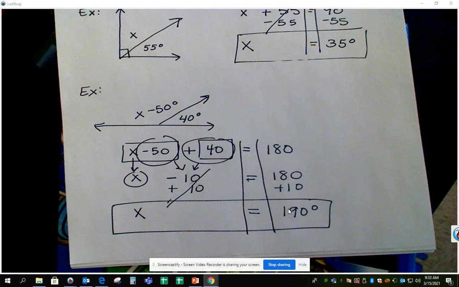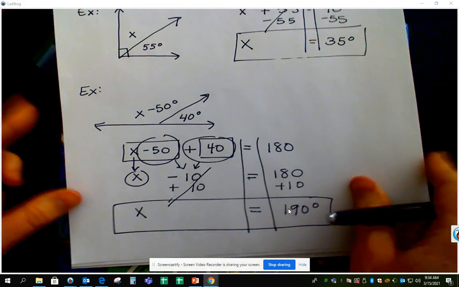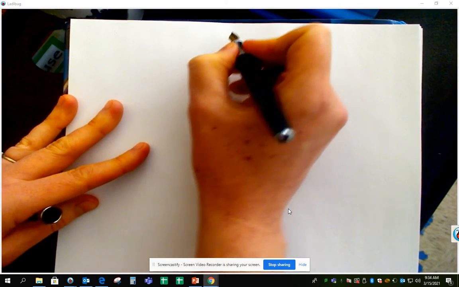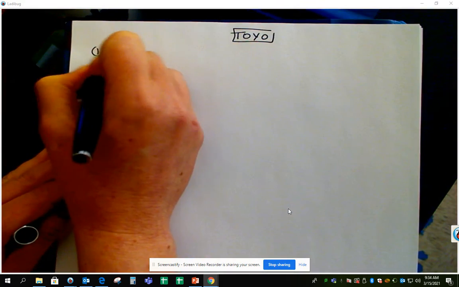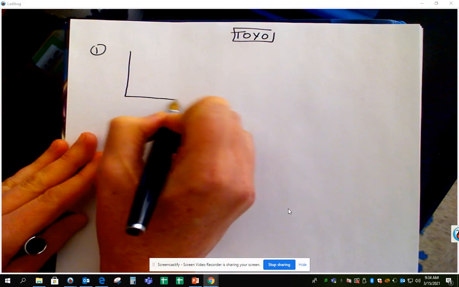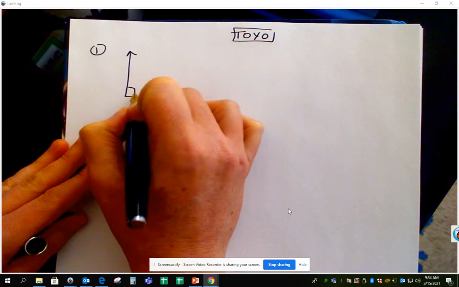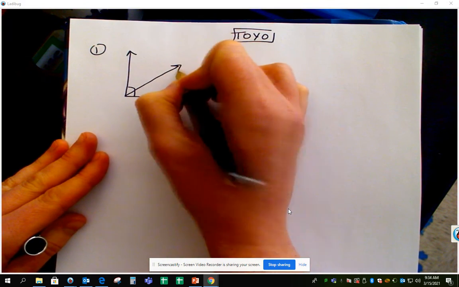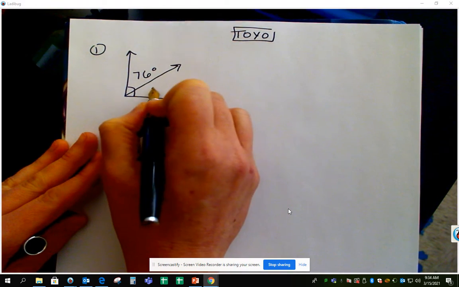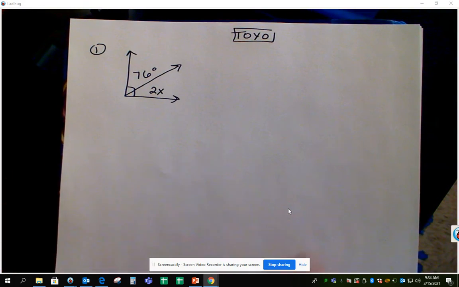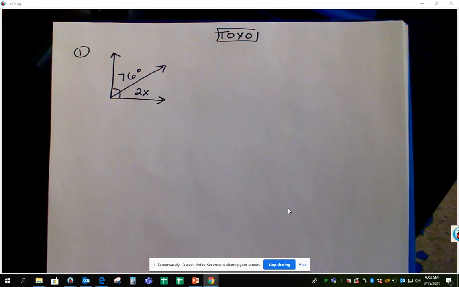All right, lost my sheet here. So let's give you a couple to try. For the first one, you're given this right angle with two complementary angles inside. This one is 76 degrees, and this one is 2x. Go ahead and set that up and solve for x.